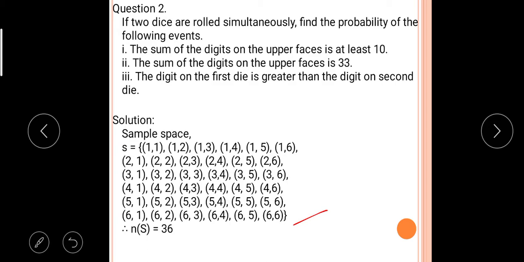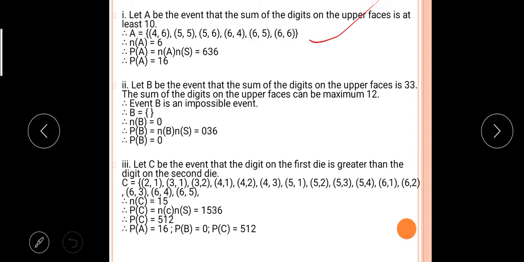It means, what are the outcomes? It will come from, obviously, 4 comma 6, 5 comma 5, 5 comma 6, 6 comma 4, 6 comma 5 and 6 comma 6. So these are the sum of the digit on the upper face.